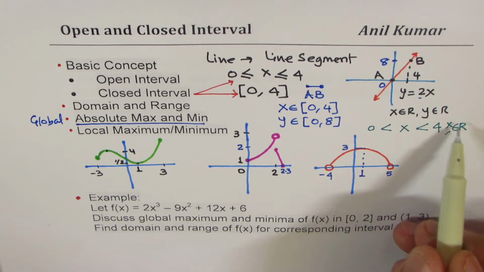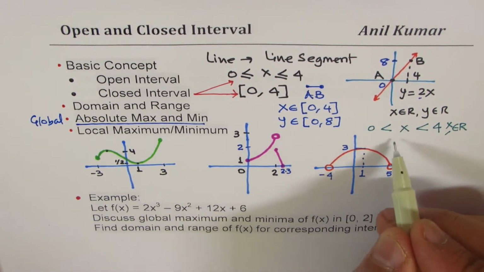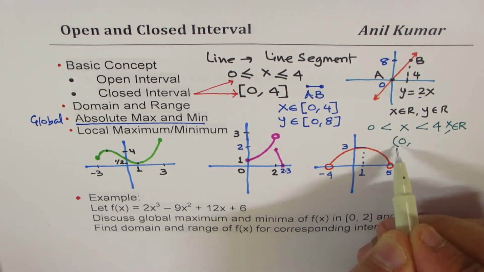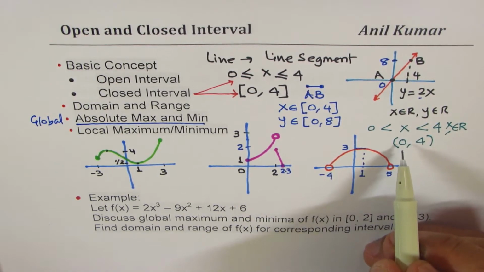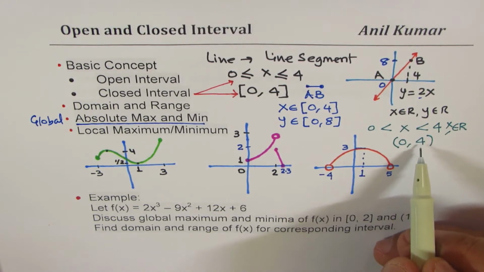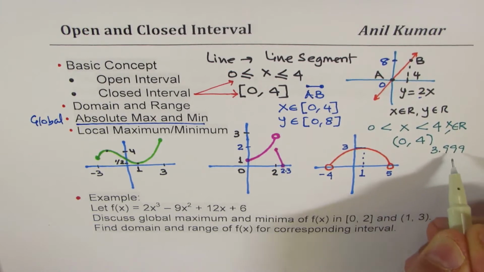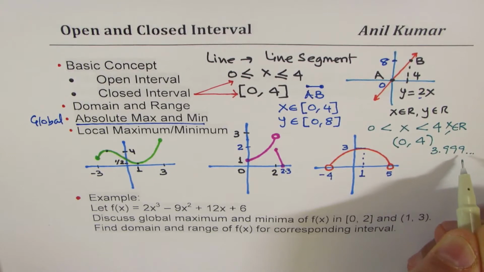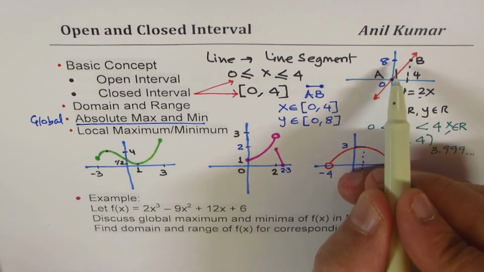So it has to be x belongs to real numbers. In that context, in this open interval, we'll first write this as 0 not included. That means 0 is not included and 4 not included. We are not really sure how close can we go to 0 or how close could we go to 4. Like we could be at 3.99. It could be 3.999. So this number is not definite.